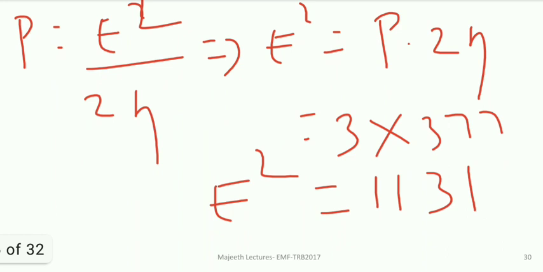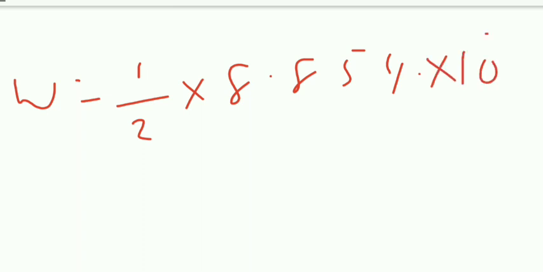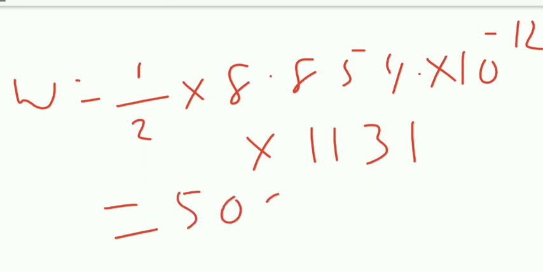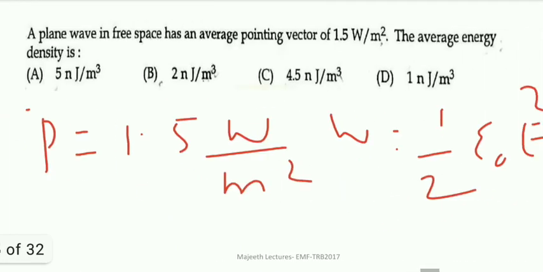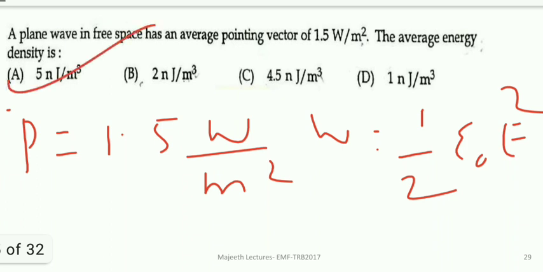So W is equal to 1 by 2 epsilon naught, 8.854 into 10 power minus 12, times E squared, 1131. If you simplify, what you get is 5000 into 10 power minus 12, that is 5 nanojoule per meter cube. So the answer is 5 nanojoule per meter cube.